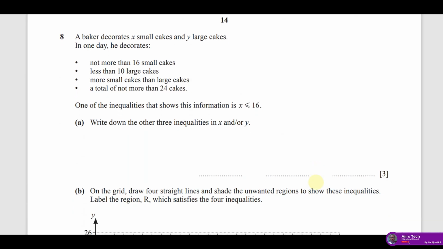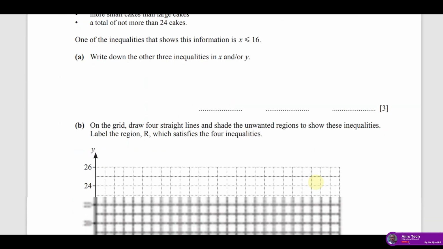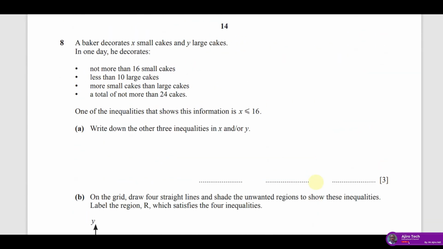A question that will involve graph. A baker decorates X small cakes and Y large cakes. In one day, it decorates not more than 16 small cakes, less than 10 large cakes, more small cakes than large cakes, and a total of not more than 24 cakes.